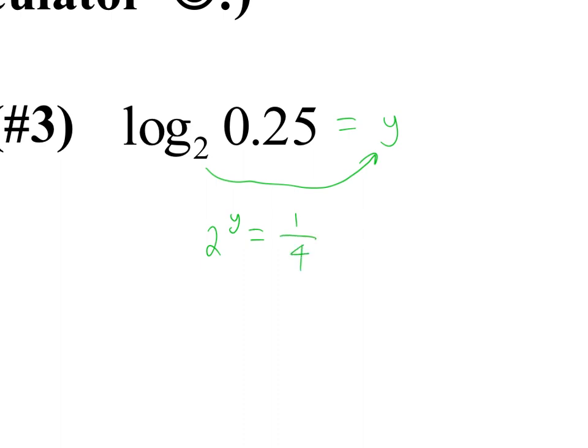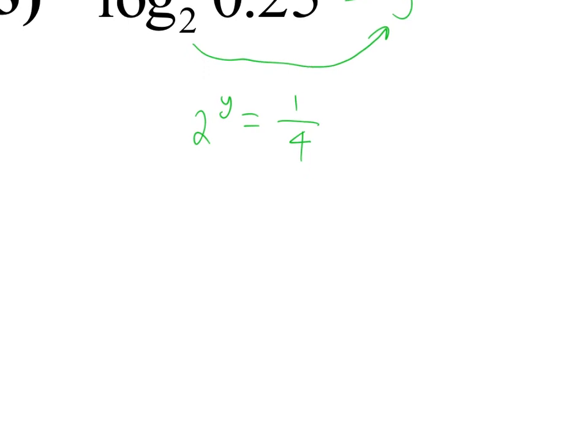So how do we get 1/4 from 2? 2 to what power equals 1/4? Well, 2 squared equals 4, so that's kind of close. How do we make it 1/4? Well, we make it a negative exponent, right? So 2 to the negative second is going to equal 1/4. So in this case, y is going to equal -2.